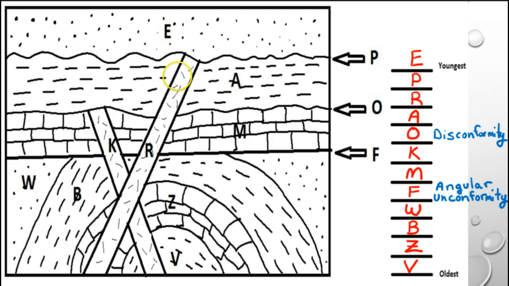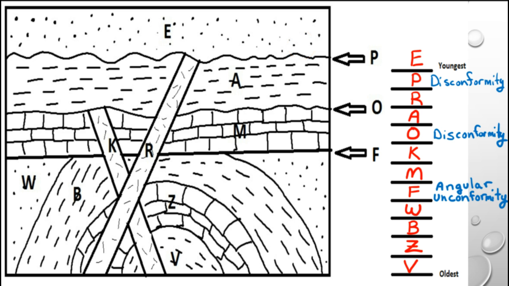A is then also being cut by R. Because it's being cut by R, R has to be younger than A, and it's younger than all the units that precede it down below. R is then being cut by P. It's been cut off. And P is another disconformity. We see that the beds are parallel to one another, and so it's cutting off. Lastly, deposited on top is E.